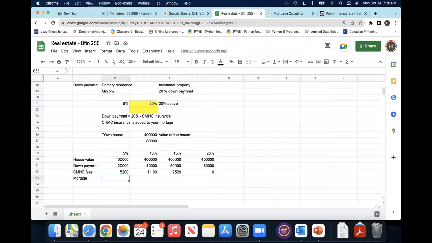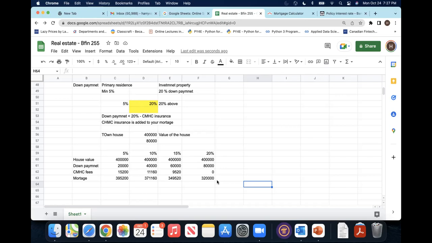Now what happens? This CMHC fee gets added to your mortgage. So how much will your mortgage be in each of these cases? Your mortgage is house value minus down payment plus CMHC fee. This is the formula for calculating the mortgage. House value minus the down payment is how much you're taking as a mortgage, but your CMHC fees get added into the mortgage, so you have to add that too. So 395,200, 371,160, and 349,320. These will be your respective mortgages, including the CMHC fee.